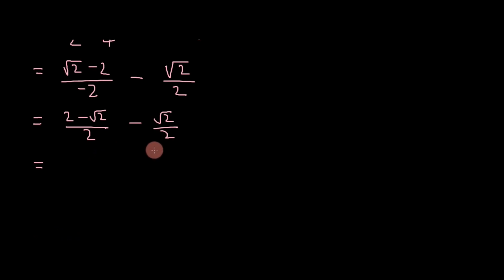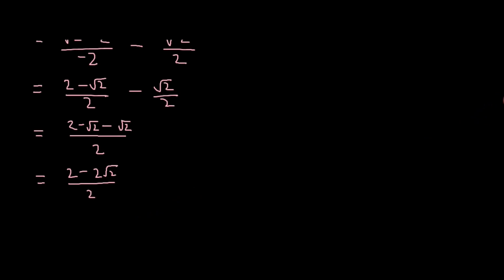We can write this as one fraction. The LCD, of course, is 2. And then we have 2 minus root 2, and then minus root 2. So we have 2 minus twice root 2 left in the numerator.